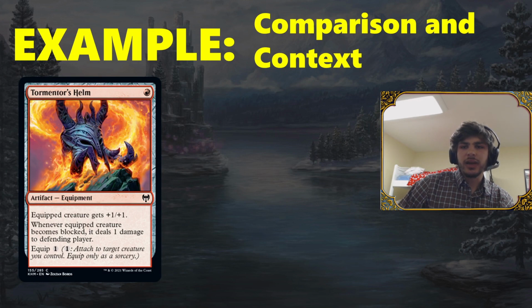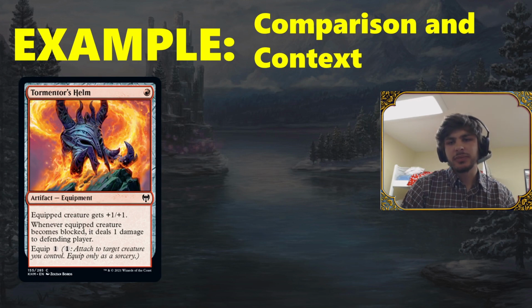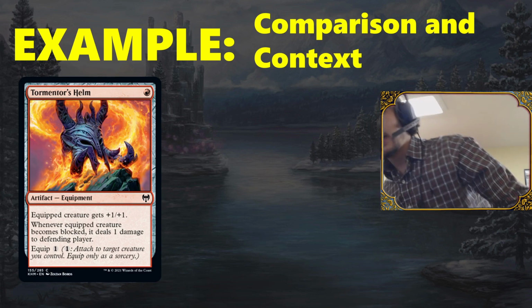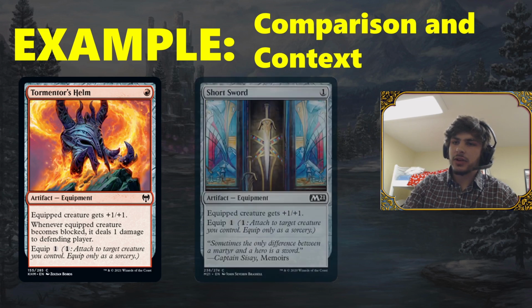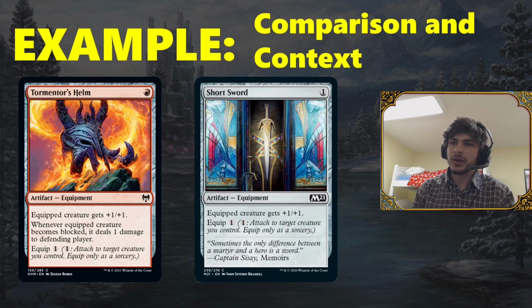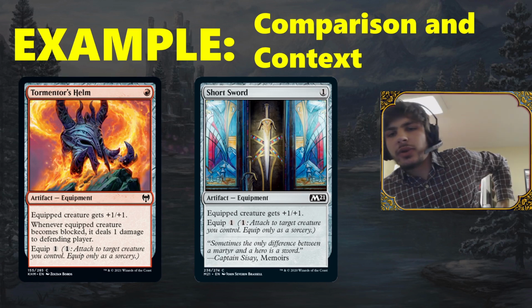Tormentor's Helm is a single red mana artifact equipment. Equipped creature gets +1/+1, and whenever equipped creature becomes blocked, it deals 1 damage to defending player. It has an equip cost of 1. Now this card looks deceptively similar to another Core Set 2021 card, Short Sword. The big difference is that Short Sword costs colorless mana to cast, and it does not have the extra ability of dealing damage to the defending player when the creature is blocked.